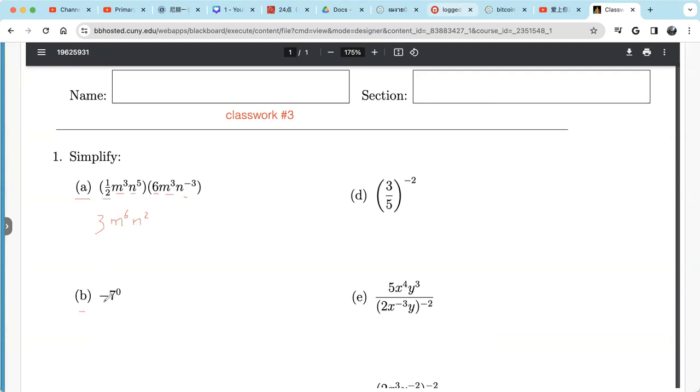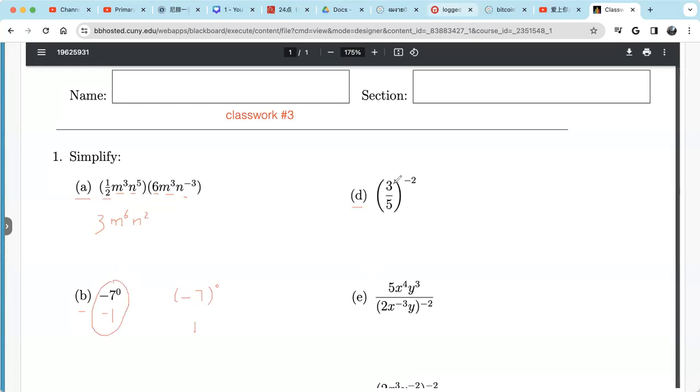For B, we have a -7 raised by 0. Or 7 raised by 0, just 1. So we get a -1. This negative is not being raised by 0. If we had -7 inside the parentheses raised by 0, this will turn to +1 because the negative sign is also raised by 0. But in here, for this one, this negative sign we can think as a -1 times 7 raised by 0. Negative sign is not being raised by 0.